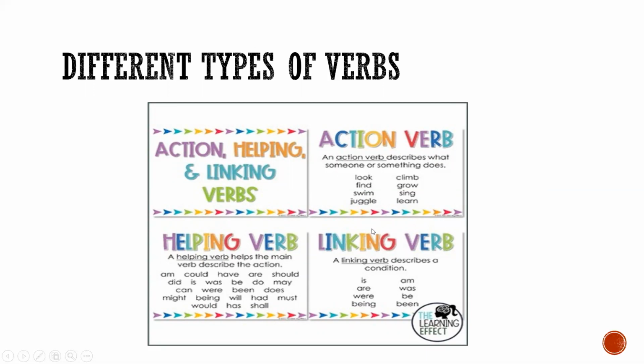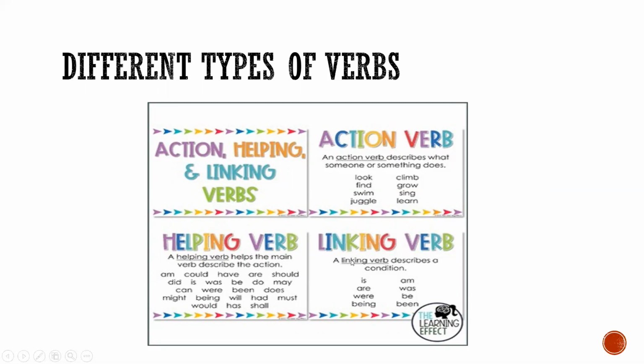Okay, now let's go to the linking verb. How is the linking verb different from the two other verbs? So a linking verb describes a condition. These are your sample linking verbs. You have is, are, were, being, am, was, be, and been.